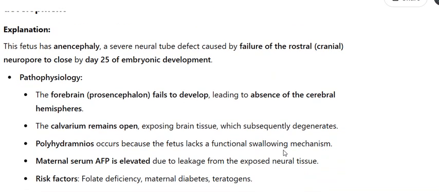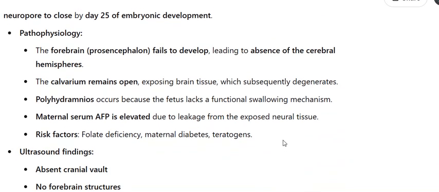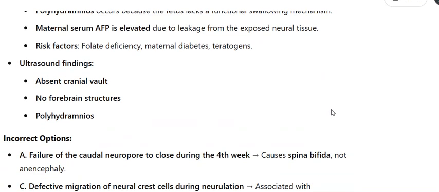Polyhydramnios occurs because the fetus lacks a functional swallowing mechanism. Maternal serum AFP is elevated due to leakage from the exposed neural tissue. Risk factors: folate deficiency, maternal diabetes, teratogens. Ultrasound findings: absent cranial vault, no forebrain structures, polyhydramnios.